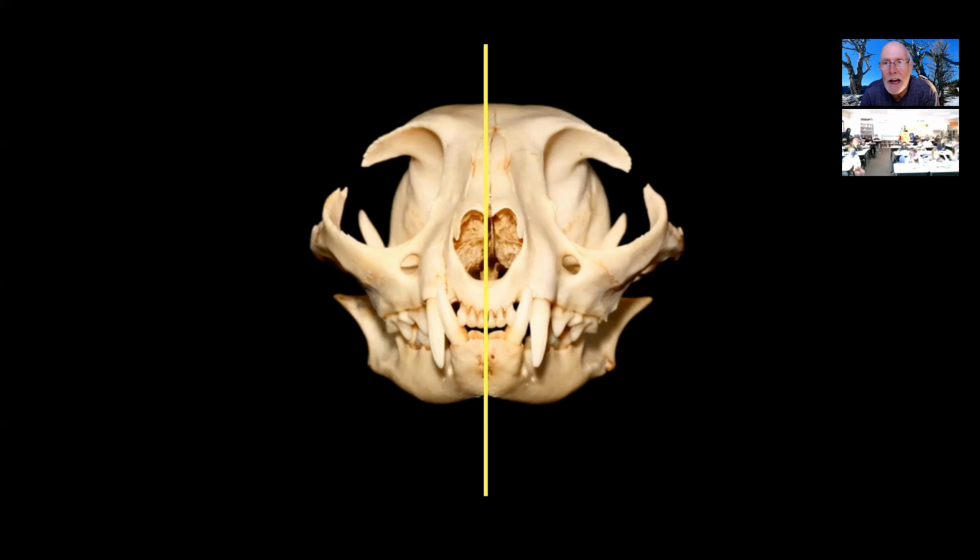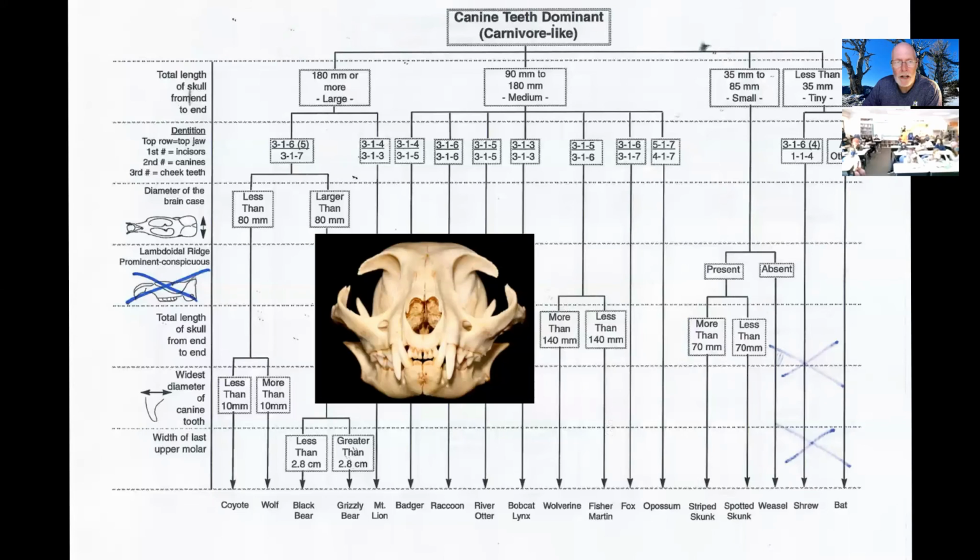So when we count teeth, we draw a line down the middle and then we count only one side. So let's go back to the chart here. We have dentition. It says the top row of the top jaw. So we're looking at only the top jaw of the skull. It says the first teeth, we're going to count how many incisors there are.